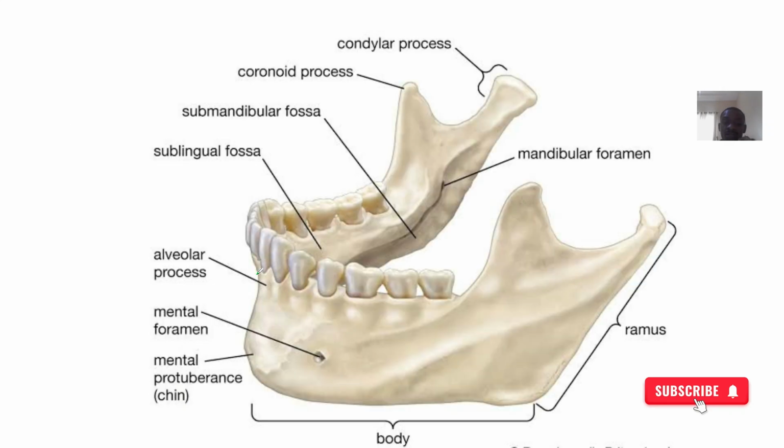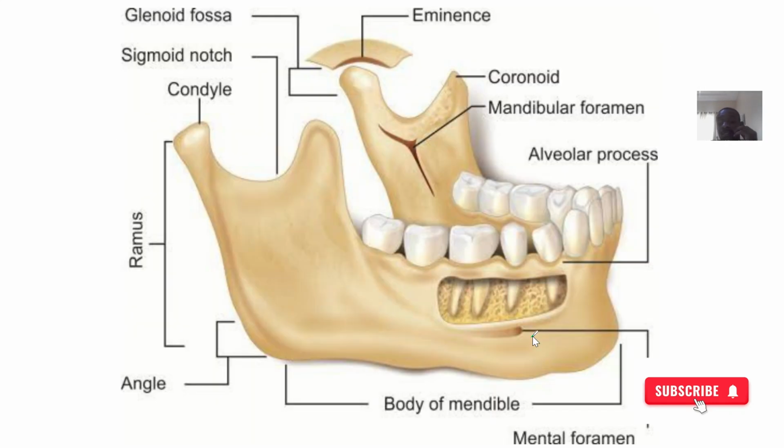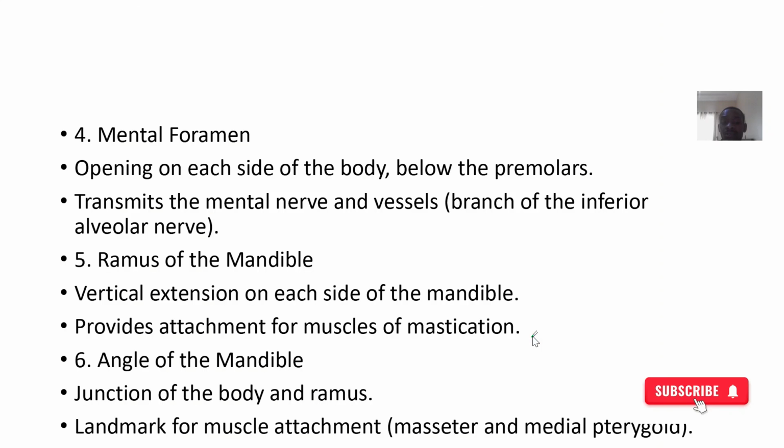Then we have the mental protuberance. It's a triangular prominence at the midline of the chin. It contributes to the external contour of the face. How your face looks is greatly determined by this protuberance. Next, we have the mental foramen, which is an opening below the premolars.